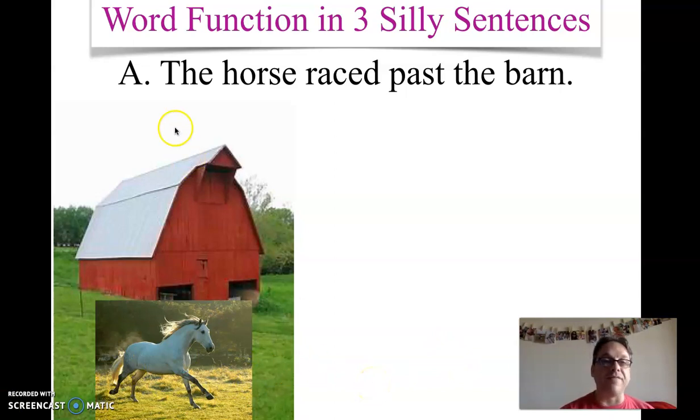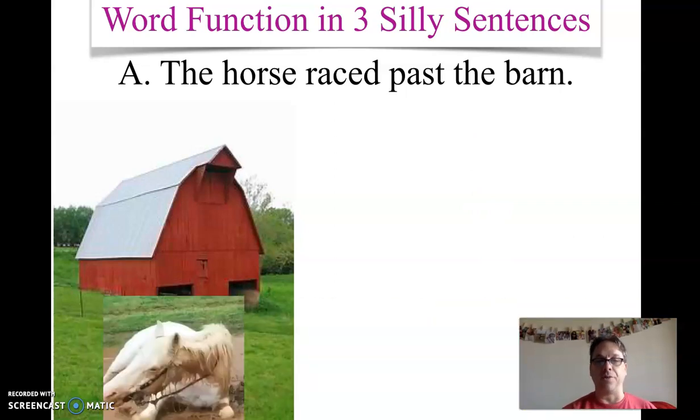No problem here. We have the subject, the noun, the horse, and an article, and the verb. And then we have this adverbial phrase, right? Now, let's change the sentence a little bit. Imagine that the horse fell.